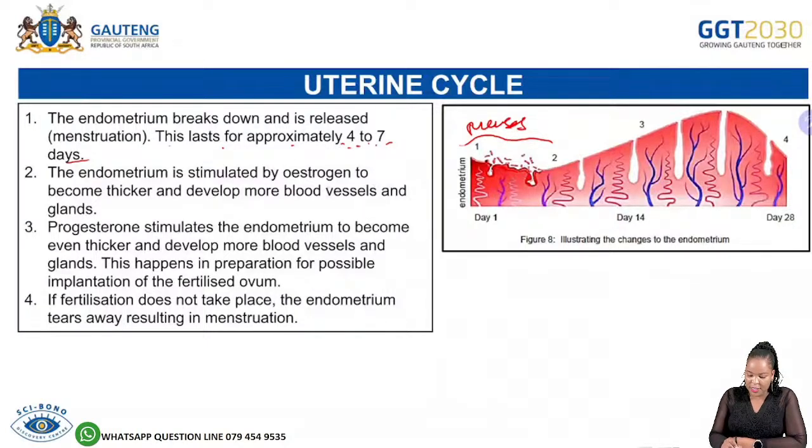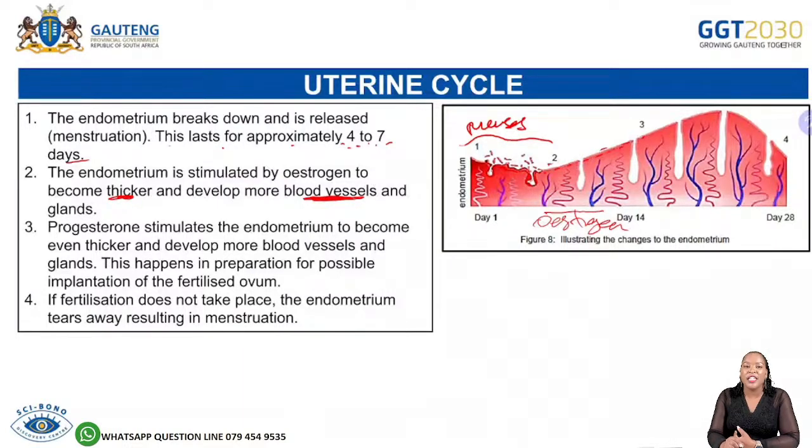Then the endometrium is stimulated by estrogen to become thicker and develop more blood vessels and blood. So why is it developing? Because of the influence of the hormones. It prepares for pregnancy by having more blood vessels and becoming thicker. That is under the influence of which hormone? Estrogen. We've already spoken about that hormone.